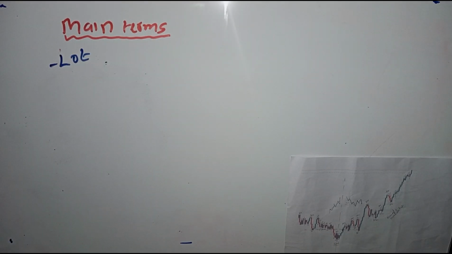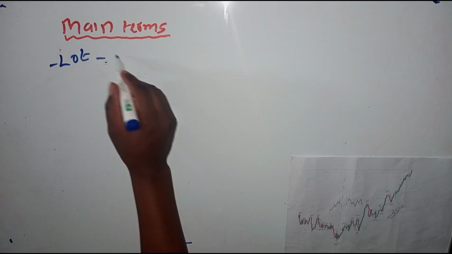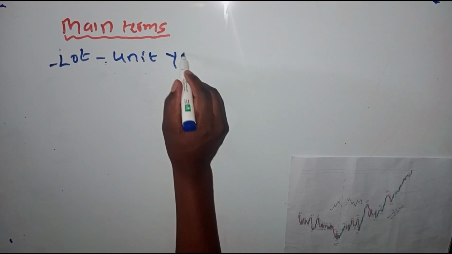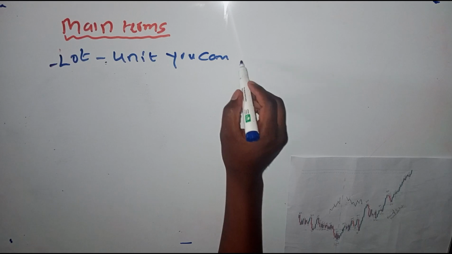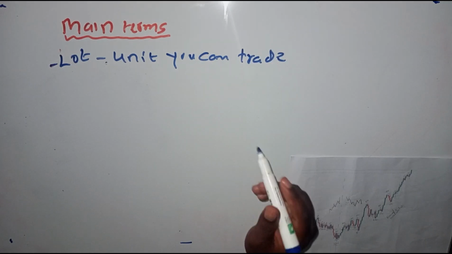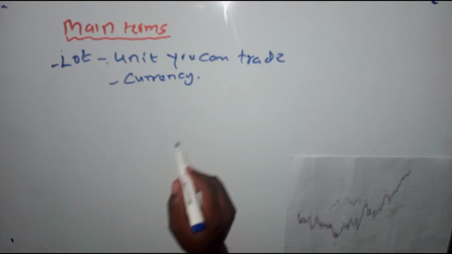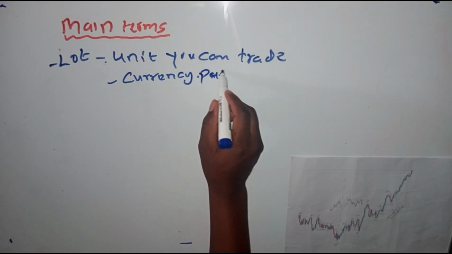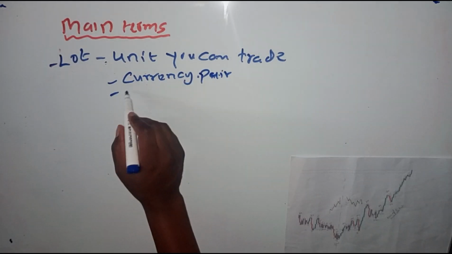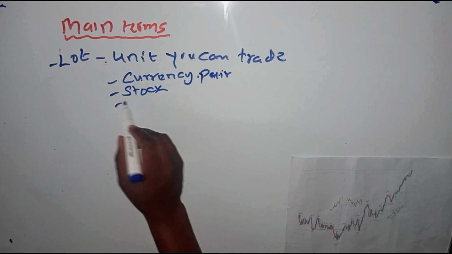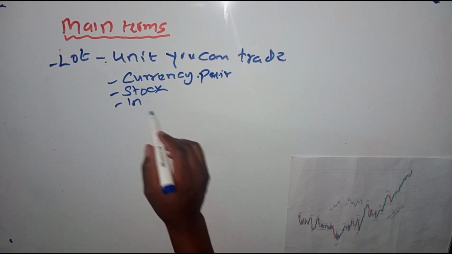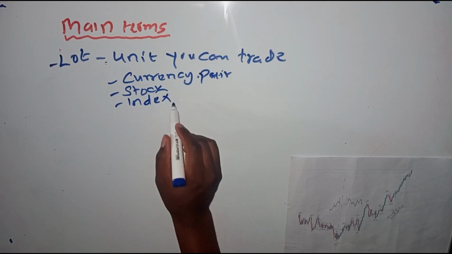So what's a lot? We can define it as units of an asset that you can trade. It can be a currency, a currency pair, a stock, or an index.